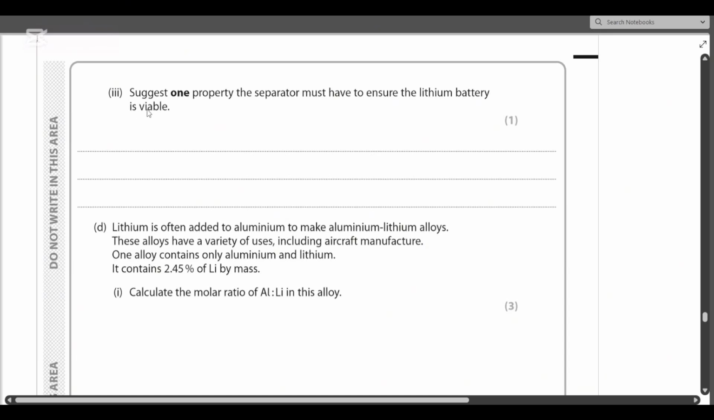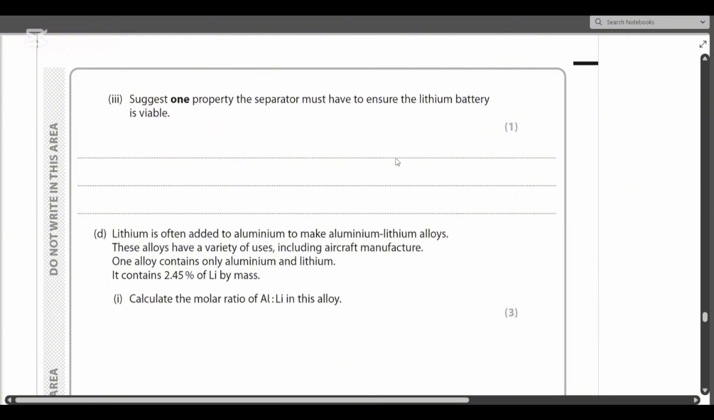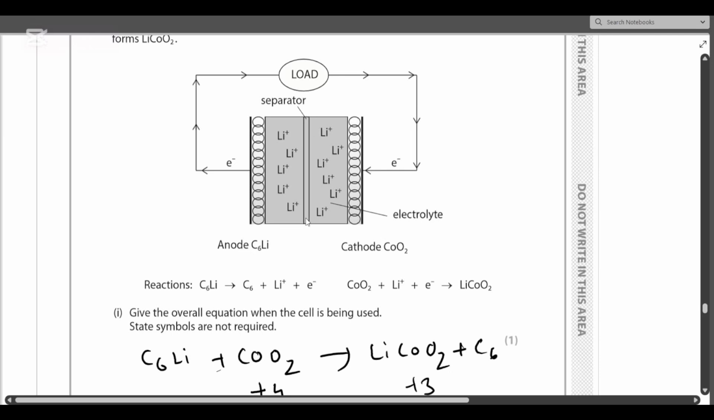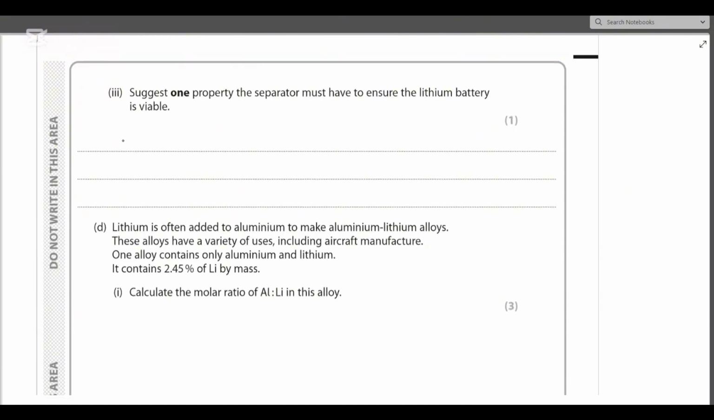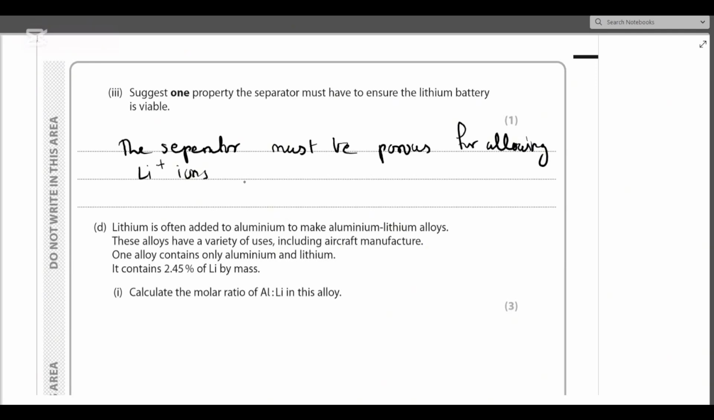Moving on, suggest one property the separator must have to ensure the lithium battery is viable. Now, viable basically means that the battery must work. So what's the one property the separator must have? Now, if the separator is not permeable or porous, the lithium ions won't be able to pass through during the reaction. So we can say very clearly that the separator must be porous for allowing Li+ ions to pass through during the reaction.